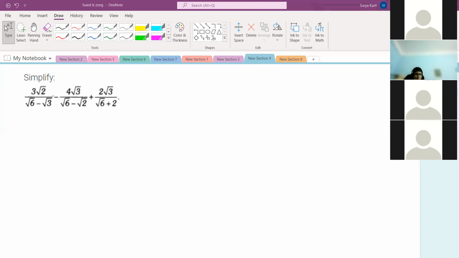Sairitvik, first part, what did you get? First part answer, the 3 root 2 part. I have rationalized, right? What is rationalized, right? Yes, sir, I'm still doing it. I'll tell you after.